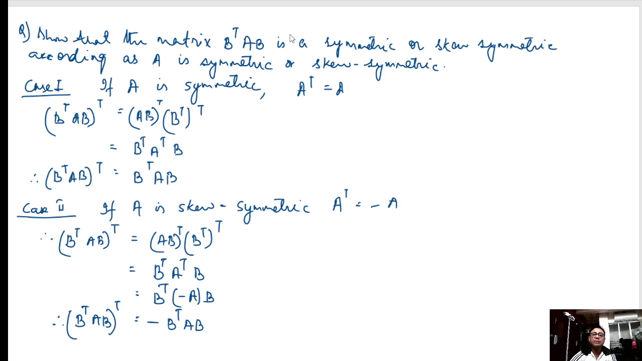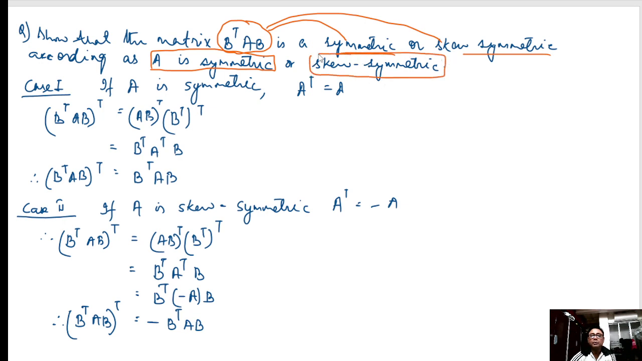Next, show that this matrix is symmetric or skew symmetric. It will be symmetric if A is symmetric. It will become skew symmetric if A is a skew symmetric matrix. This we have to prove. So there are basically two cases. Case 1, what is case 1? If A is symmetric.